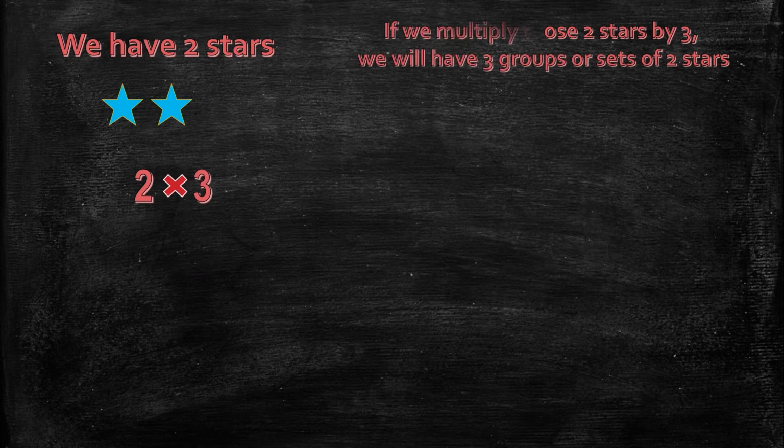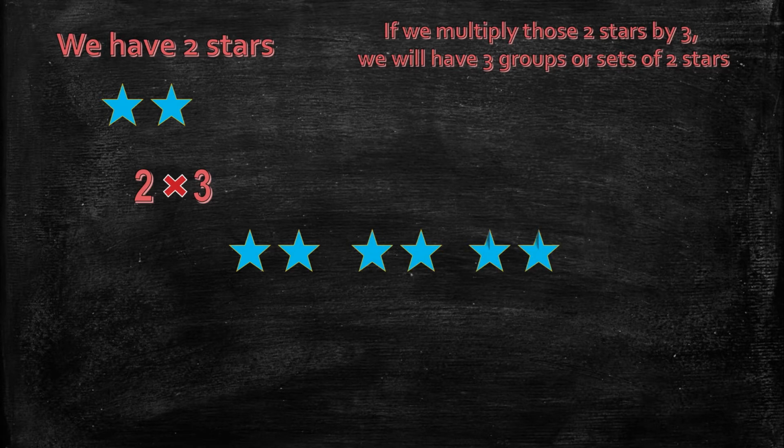Here we have 2 stars. If we multiply those 2 stars by 3, which is the multiplication symbol and the 3, we will have 3 groups or sets of 2 stars. There's set 1, set 2, set 3. So we just multiplied 2 times 3. We have 3 groups of 2 stars. And how many stars total do we have? 1, 2, 3, 4, 5, 6. So 2 times 3 is 6.